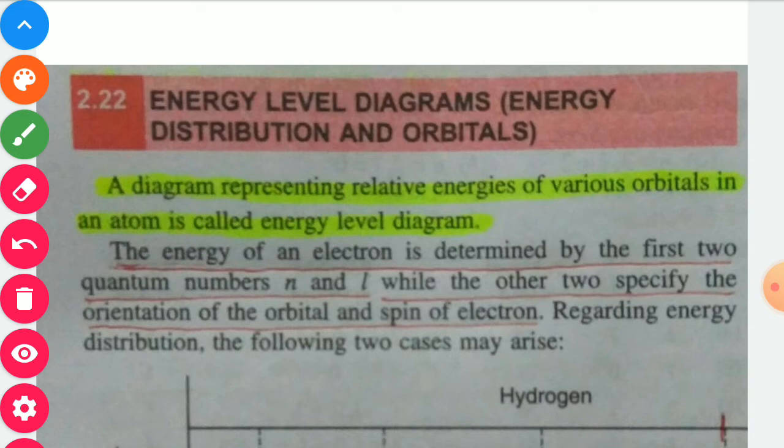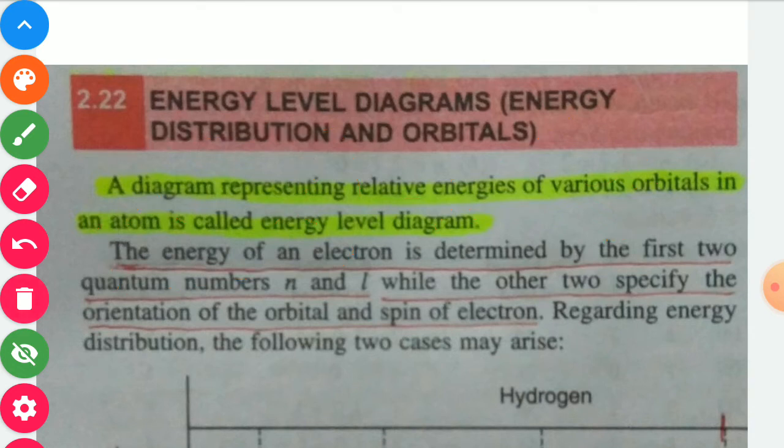Class, as you already know, there are four kinds of quantum numbers. These are the principal quantum number n, azimuthal quantum number l, magnetic quantum number m, and spin quantum number s. By the initial two quantum numbers, n and l, the energy of an electron is determined. The last two, the magnetic quantum number, indicate the orientation of the orbital, and s indicates the spin of the electron present in the particular orbital.